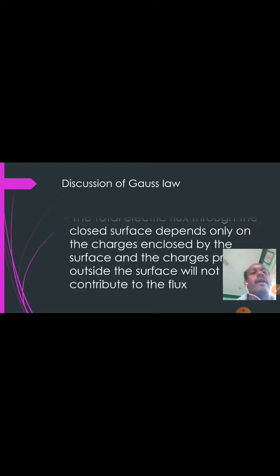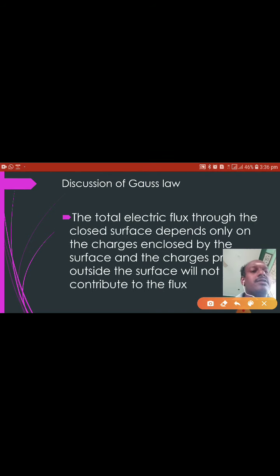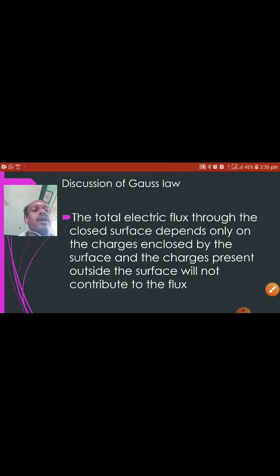The first one is the total flux through the closed surface depends only on the charge. Listen, only on the charge. The charges present outside the surface will not contribute to the flux. So I have to consider only the system. If I consider any system, what are the charges available in that system? Outside the system I don't need to bother. Now look at the diagram.